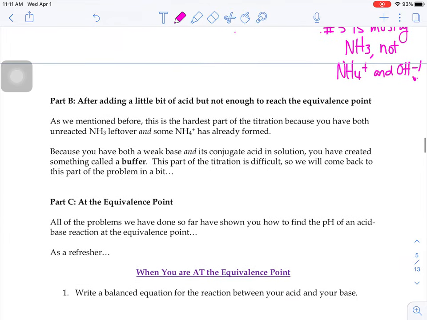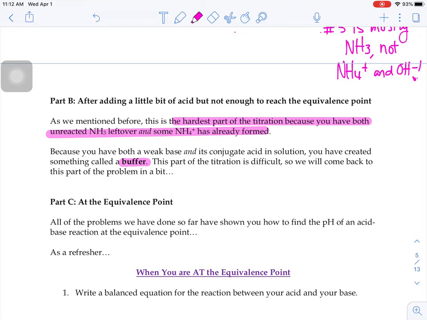Part B is the part we're going to be focusing on in just a few minutes. And I think part B is the hardest part of the titration, because you have both unreacted NH3 left over and some NH4+ that has already formed. Because you have a weak base and its conjugate acid in solution, you've created something called a buffer. A buffer is basically a chemical that resists changes in pH. A buffer needs two parts. It needs an acid to react with any hydroxide ions that might be forming, and a base that might react with any hydronium ions that might be forming.